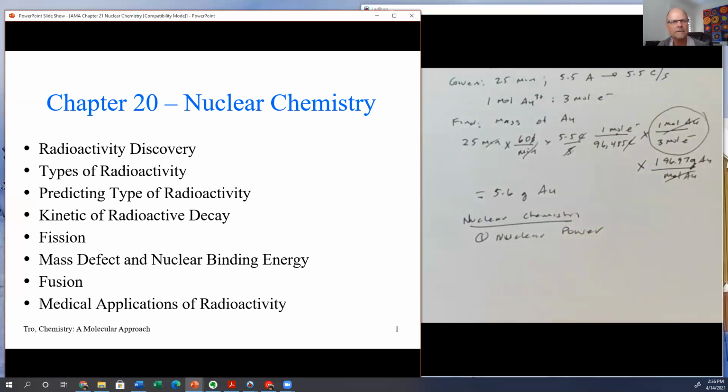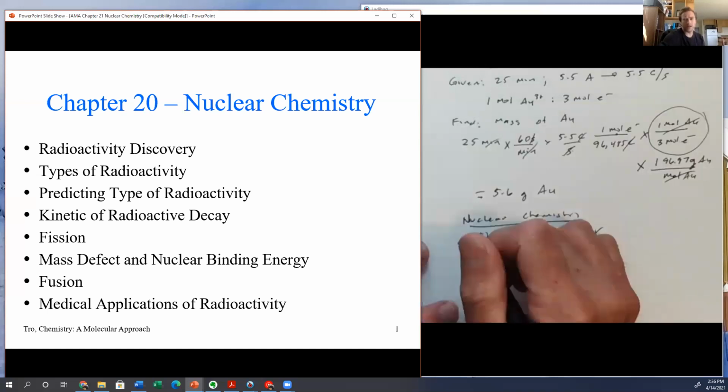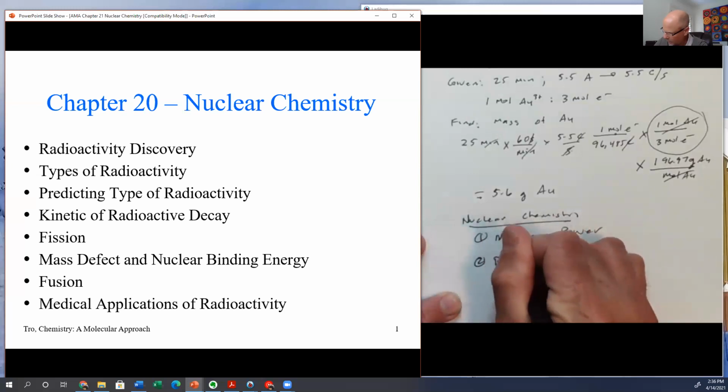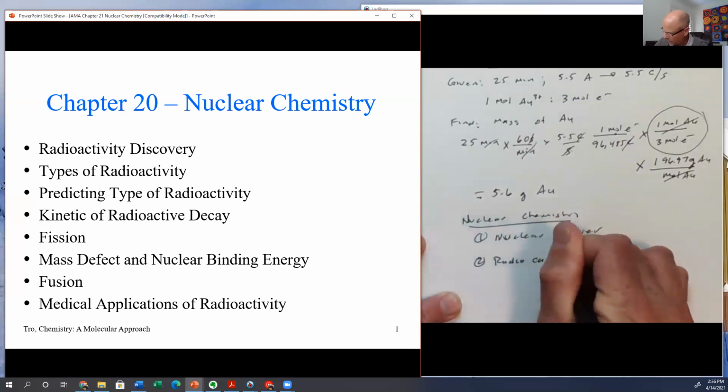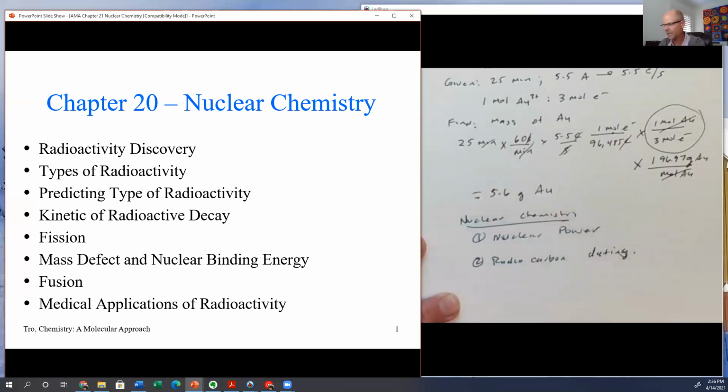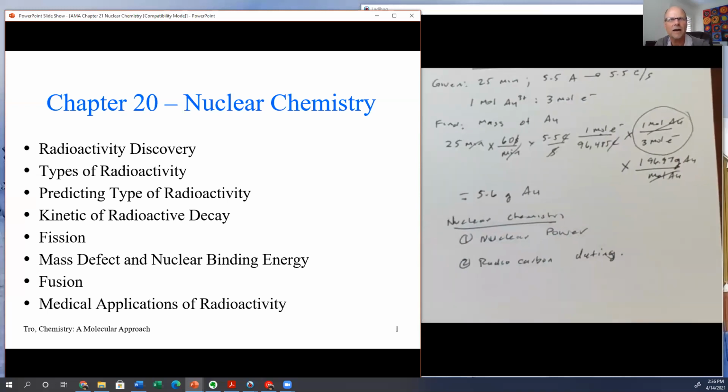What are some others? Is radiocarbon dating an application? Yes. Radiocarbon dating. And that has nothing to do with Tinder or anything like that. It's not a special dating app.